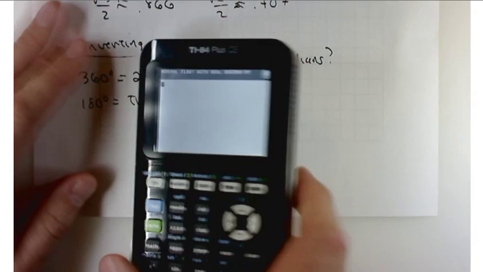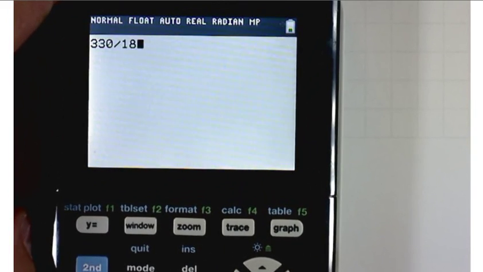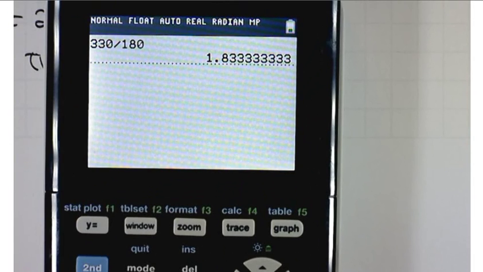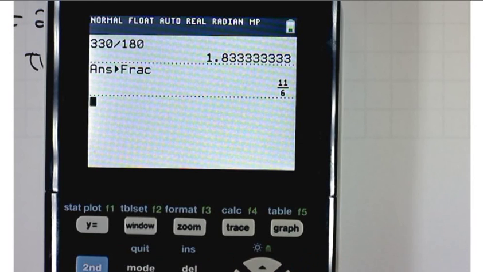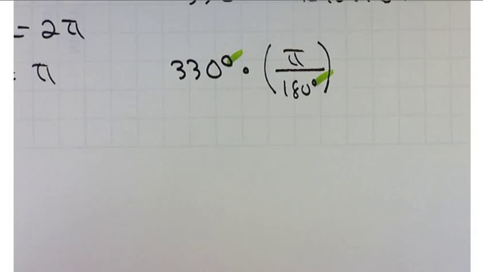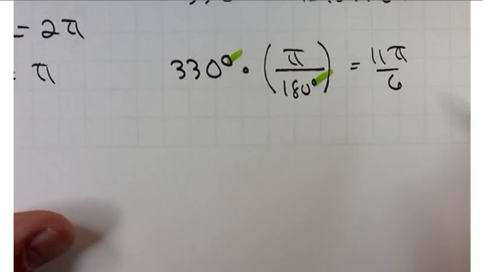Now let me make this even easier for you. I'm assuming that you have a graphing calculator. 330 divided by 180 gives you a decimal value. But if you hit the math key, then press enter twice, you get a nice fraction. There you go. 11 over 6. So it's 11 over 6 pi is the angle that you're dealing with. 11 pi over 6.